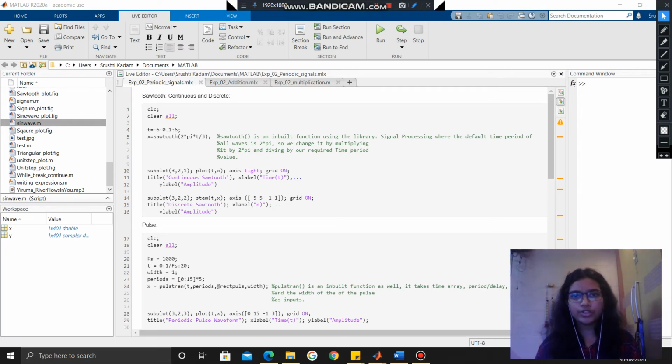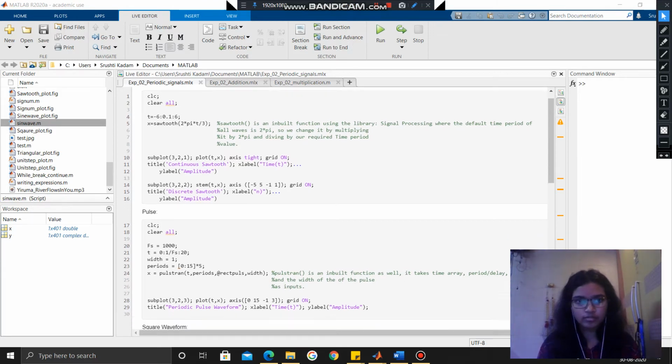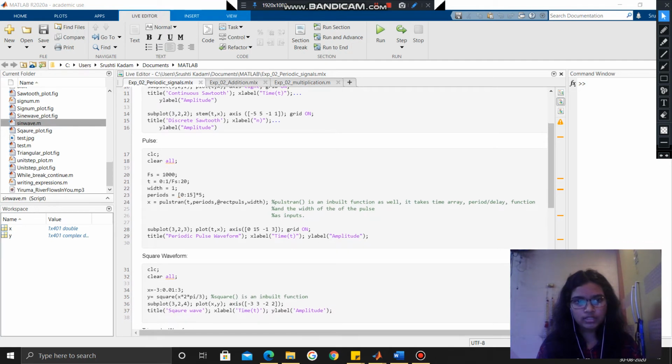Next, we'll be going to some periodic signals. The first is sawtooth in continuous and discrete form. After installing the signal processing library, sawtooth is an inbuilt function in MATLAB again. Since by default it has a period of 2 pi and I wanted a period of 3, what I did is multiply by 2 pi and divide by 3. Then we go to pulse.